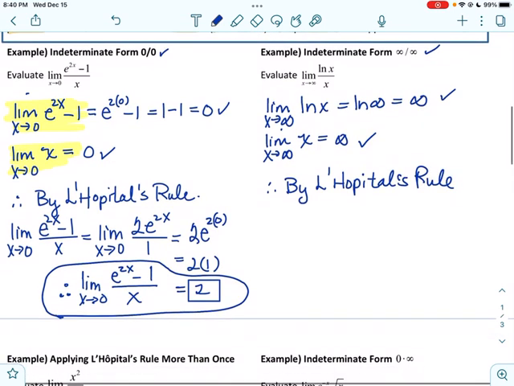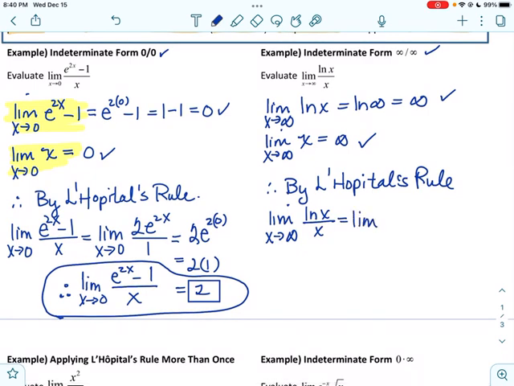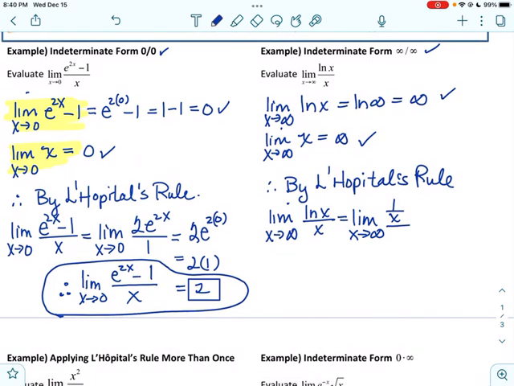we have the limit as x approaches infinity of ln of x over x is equal to the limit as x approaches infinity of, applying L'Hopital's rule, the derivative of the numerator, which is 1 over x, and the derivative of the denominator, which is just 1. So this would be equal to the limit as x approaches infinity of just 1 over x. And so that turns out to be 1 over infinity, which is equal to 0.